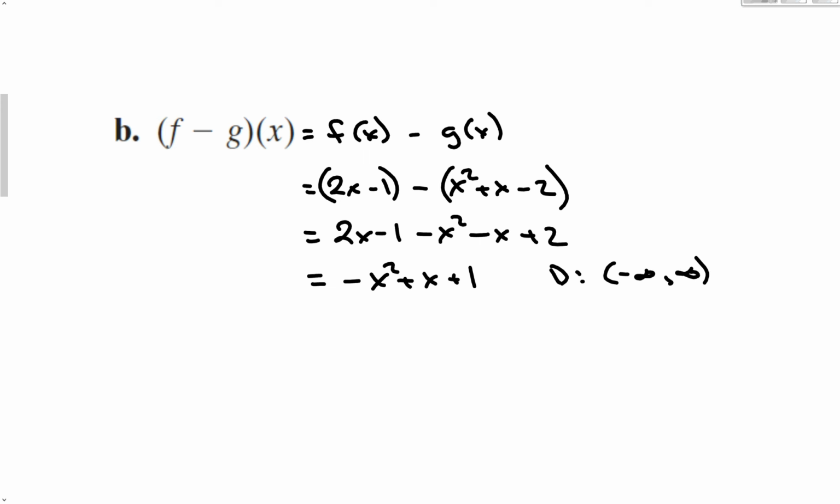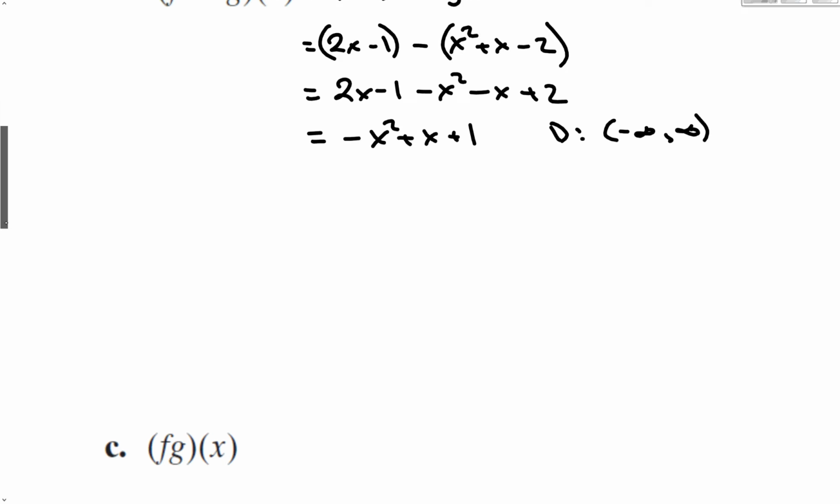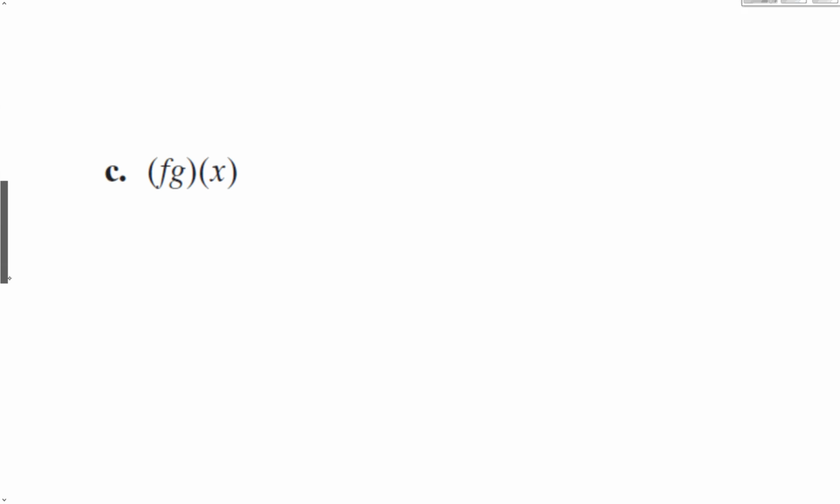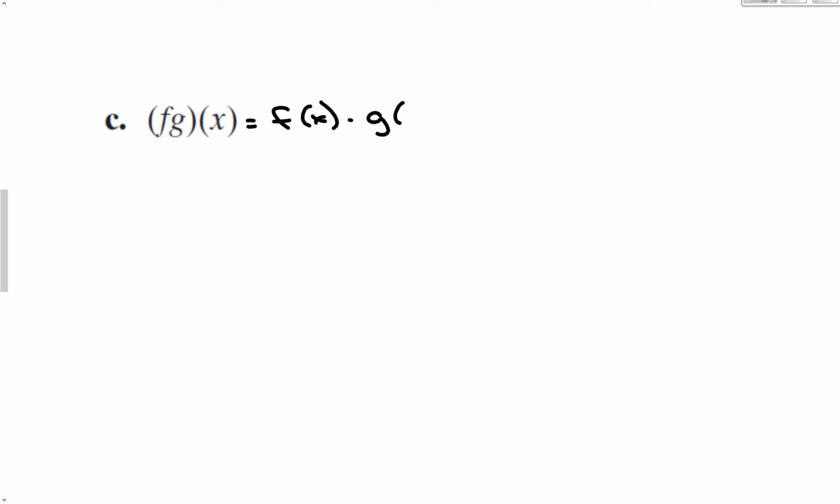There's no division and there's no radicals. Let's try multiplication. f times g of x. So this is going to be f of x times g of x. F of x times g of x is going to be, now I definitely need parentheses here, (2x minus 1) times (x squared plus x minus 2).